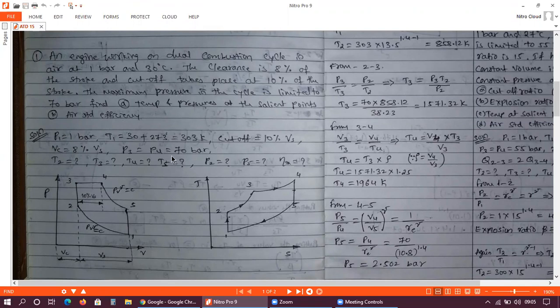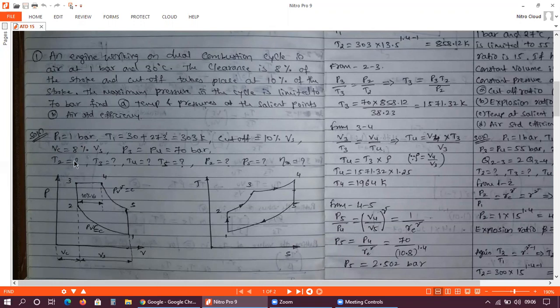So here we need to calculate temperatures. If we plot the TS diagram for this dual combustion cycle, we need to calculate the temperature at all the salient points, that is T1, T2, T3, T4 and T5. Similarly, we need to calculate the pressures P1, P2, P3, P4, P5 at all the salient points. No doubt some of the pressure and temperature values are given, so the remaining we need to calculate. Along with that, we need to calculate the air standard efficiency of the dual combustion cycle.